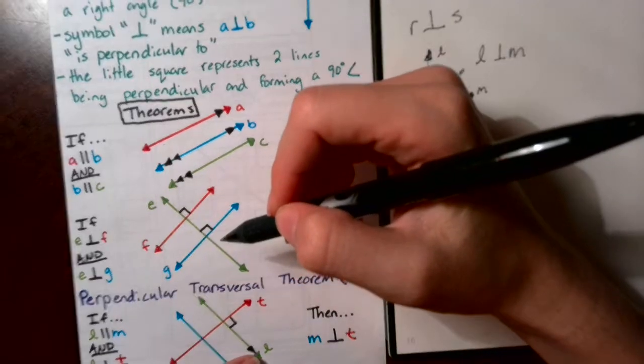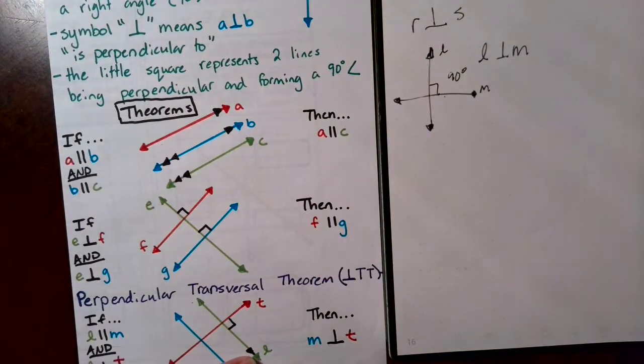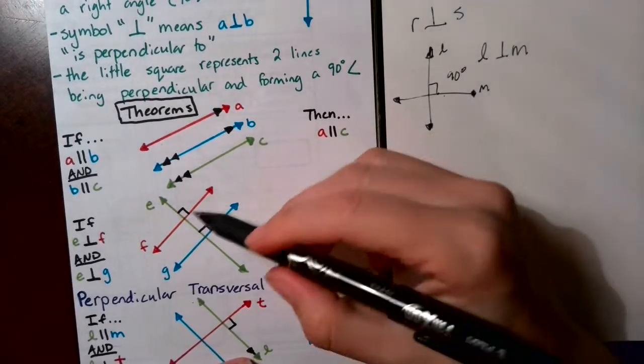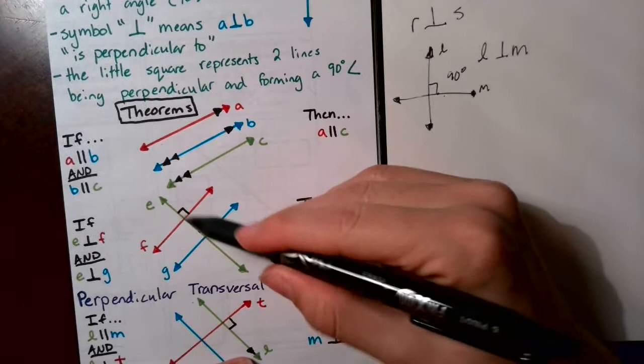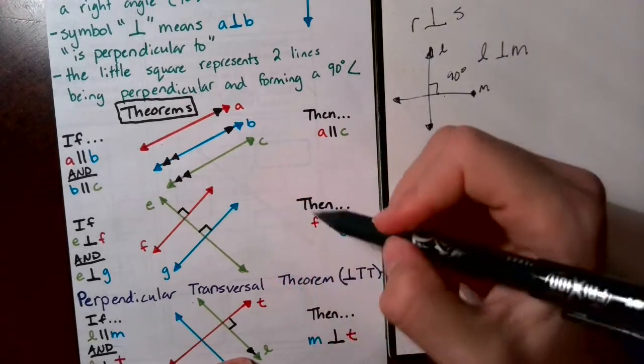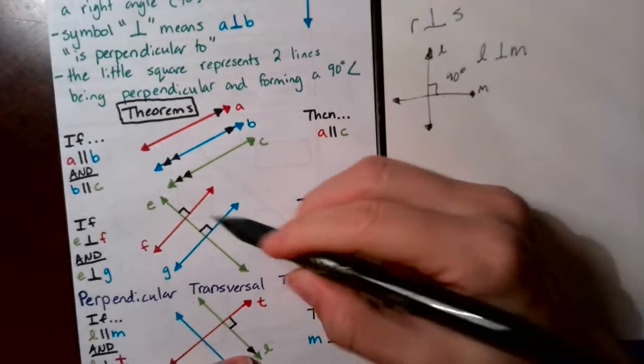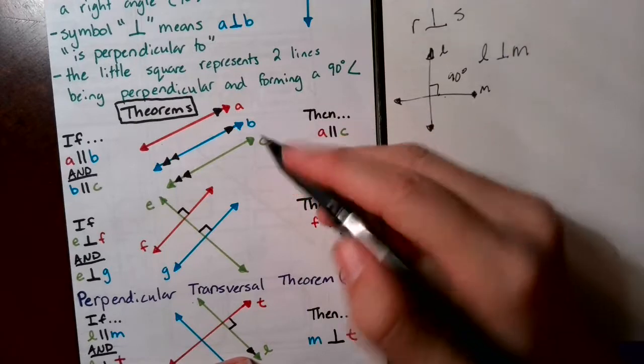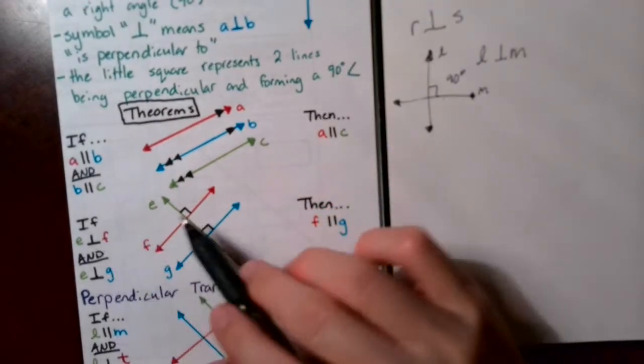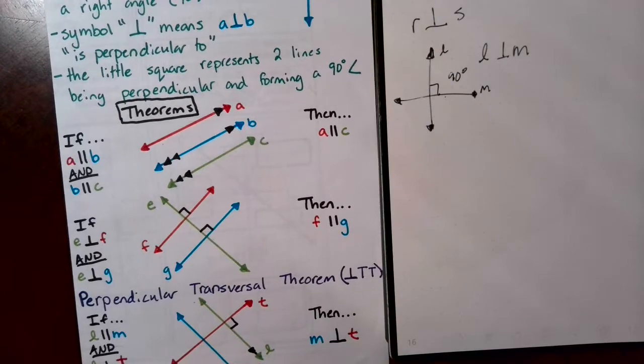And if we think back to 3-3, we know that if we have corresponding angles that are congruent, and we know that both of those angles are 90, then the lines must be parallel. This is just following that exact same rule, but we're just using perpendicular here for those congruent angles.